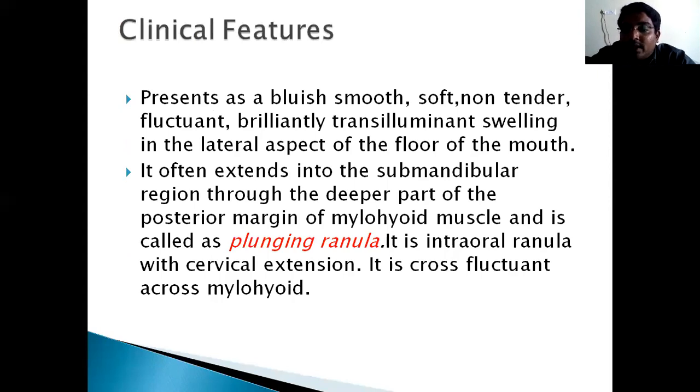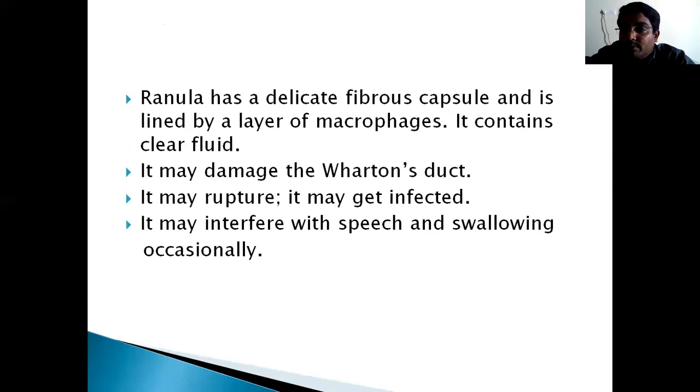Then what is plunging ranula? If it extends into the submandibular region through the deeper part of the posterior margin of the mylohyoid muscle, it is called plunging ranula. It may damage Wharton's duct and rupture, and sometimes it gets infected. Then it will interfere with speech and swallowing.